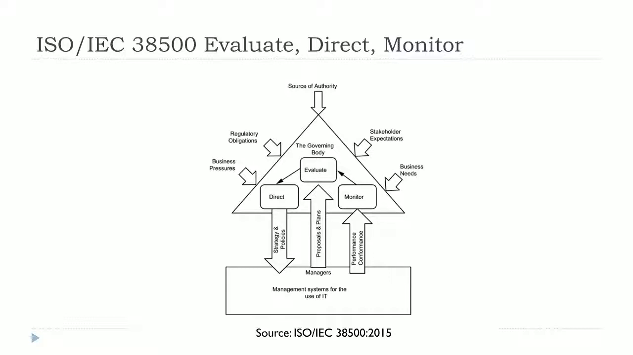The arrows on top indicate that governance itself is influenced by business pressures, by regulatory obligations, by expectations from stakeholders in and outside of the organization, and by business needs in general. And eventually, there is a source of authority given to the governing body. For instance, that source of authority can simply be the shareholders of a commercial company.